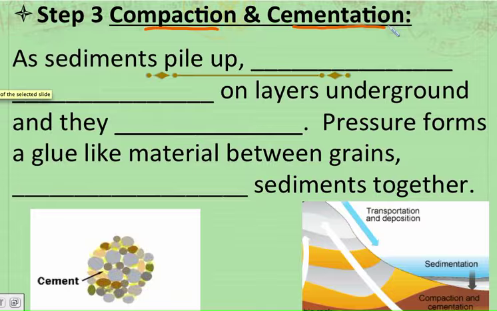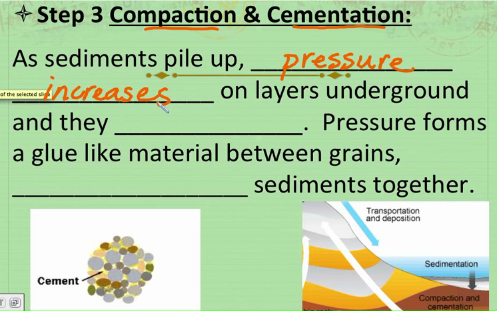And the more the sediment piles up, the more pressure increases. Okay, so as those sediments start to pile one on top of the other, the more material that piles up, the more pressure there is on those layers underground. And once that pressure builds up, they begin to compact. Right? That's our first word here, compaction.